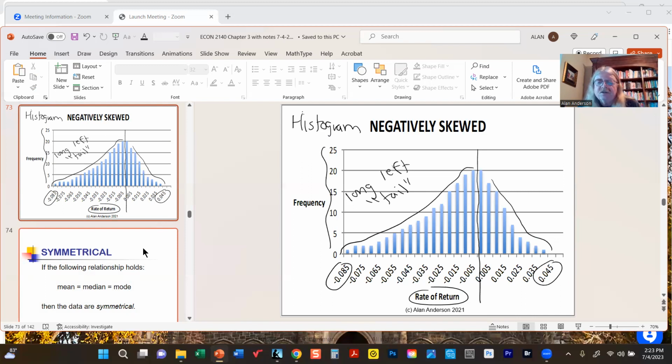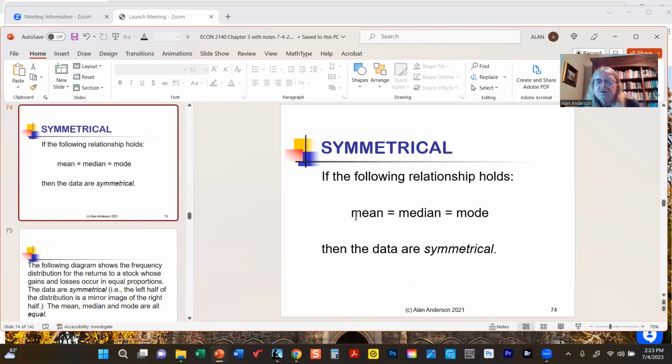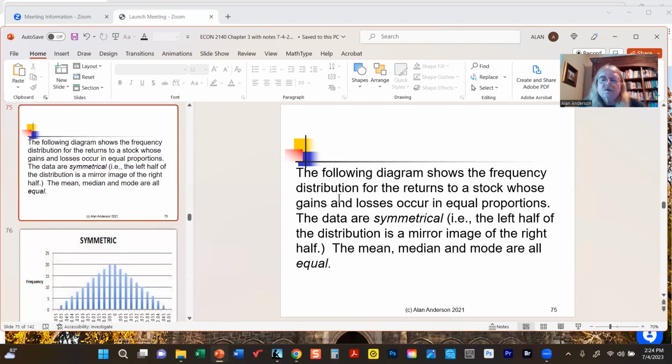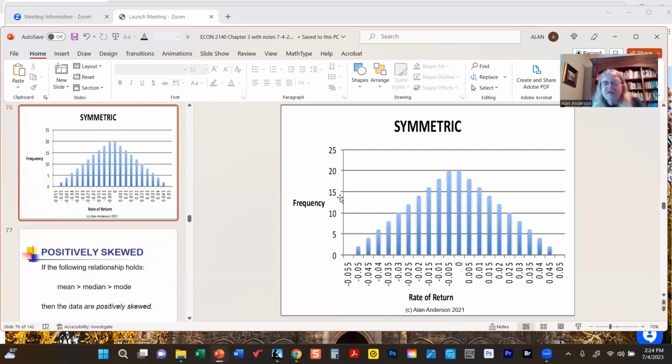Now, a symmetrical relationship looks like this. The three measures are equal to each other. So we're going to get a nice symmetry between the two sides, the gains and the losses. What's this going to look like? There you go. Now that looks really nice.